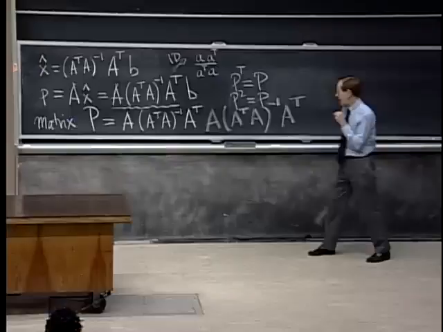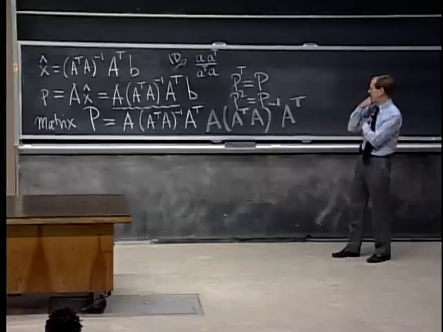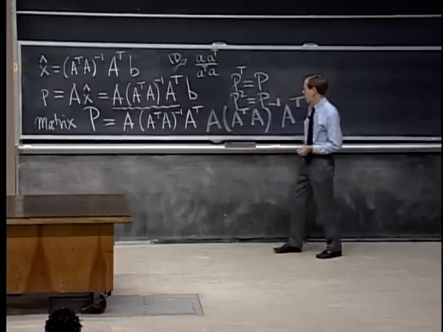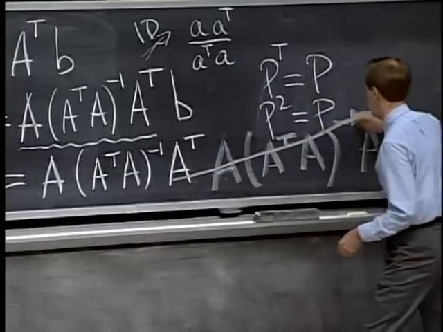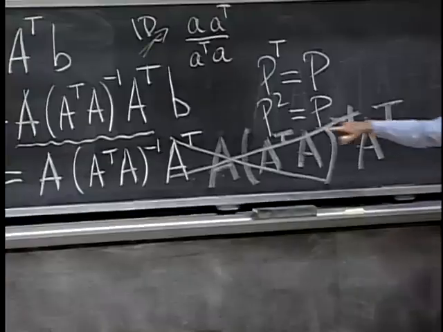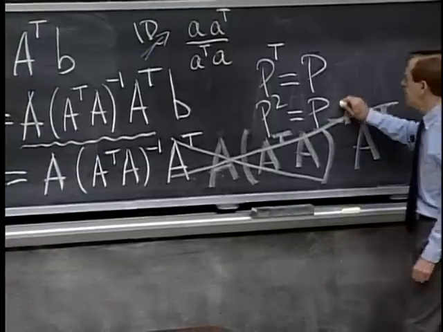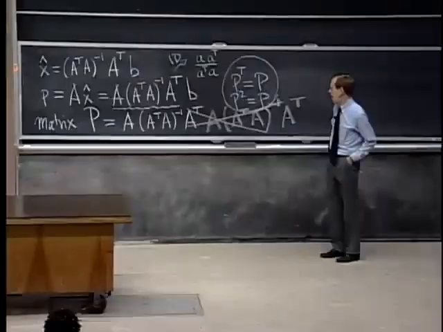So I'm squaring that, how do I see that multiplication? I just want to put parentheses in good places so I see what's happening. Here's an A transpose A sitting together. So when that A transpose A multiplies its inverse, all that stuff goes, right? And leaves just the A transpose at the end, which is just what we want. So P squared equals P. Sure enough, those two properties hold.